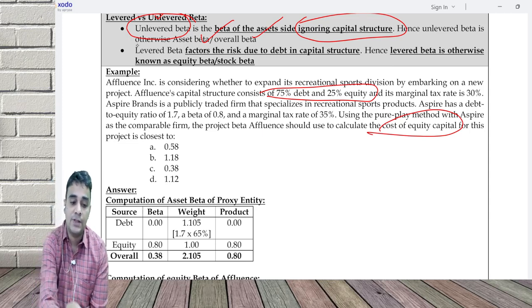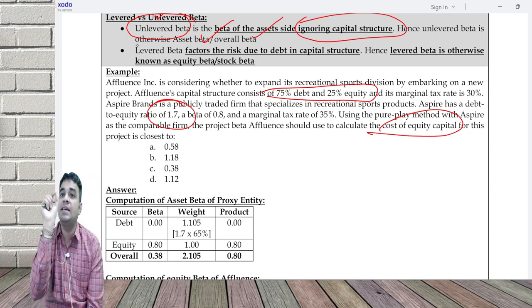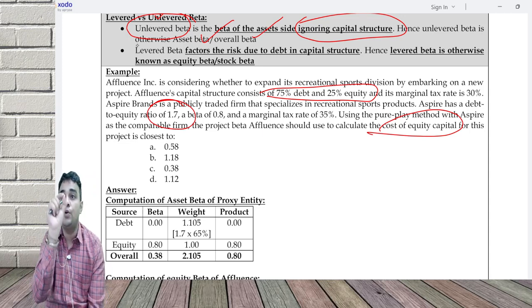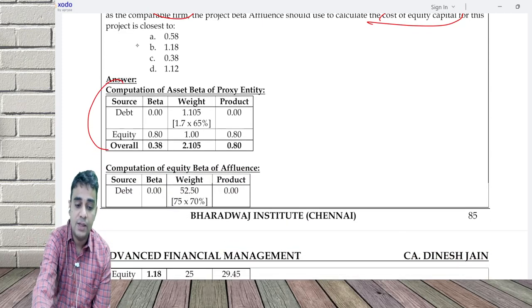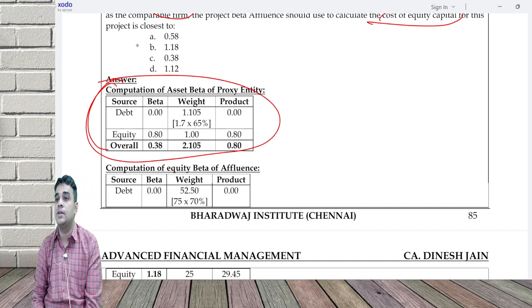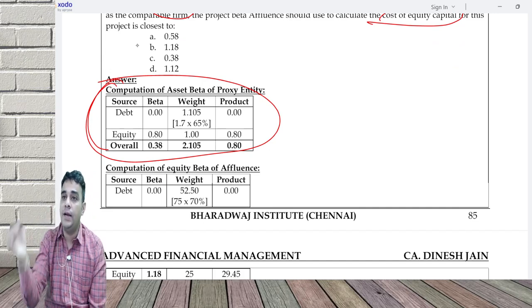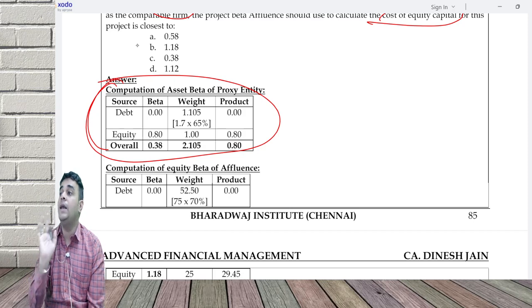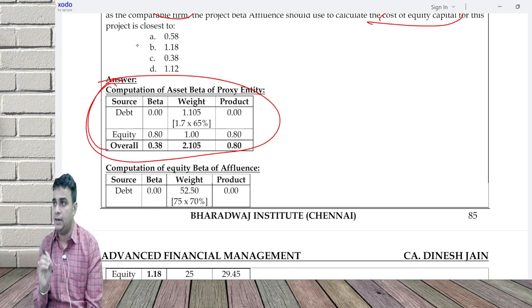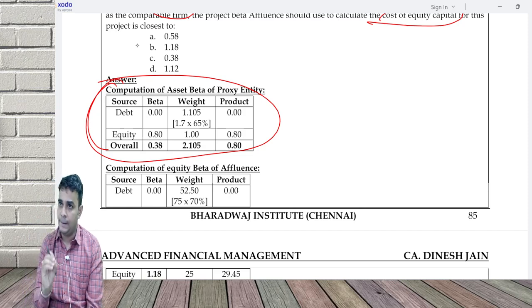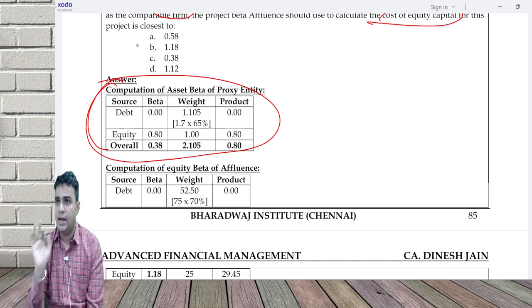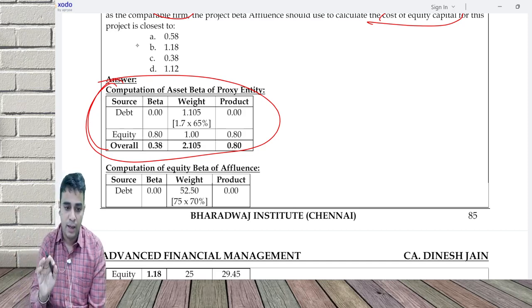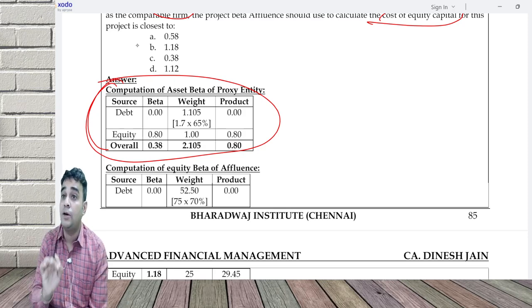Proxy company, what is the debt equity mix? Debt is 1.7. Equity is 1. In debt, you have to multiply by 1 minus tax rate. Their tax rate is 35%. This has given me the overall beta, which is 0.38. Source beta, weight, product, debt, equity. Debt normally has 0 beta. We'll see a few questions where debt also has a beta, but debt normally has 0 beta. Equity 0.8. Don't worry about the working calculation. Let's not get into it as of now. Calculation I'll do when I do the problem. So I got the overall beta of the proxy company.